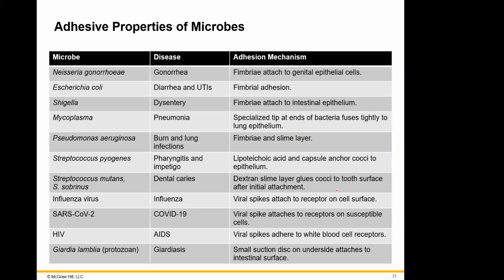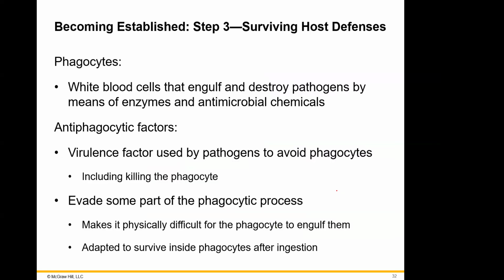Here are some other examples if you're going to try to learn about that. I'm not going over it. All right, so you got to the place you want to be, and now you have to avoid the body attacking you. Phagocytes, these are those white blood cells that eat things up. I keep saying how capsules help evade phagocytosis, right? That would be considered an antiphagocytic factor. It makes it physically difficult for the phagocyte to engulf them.